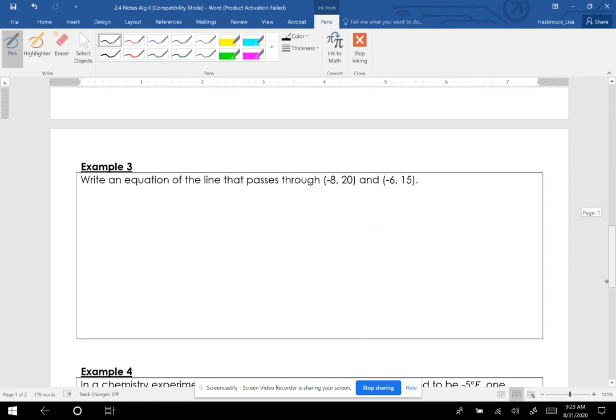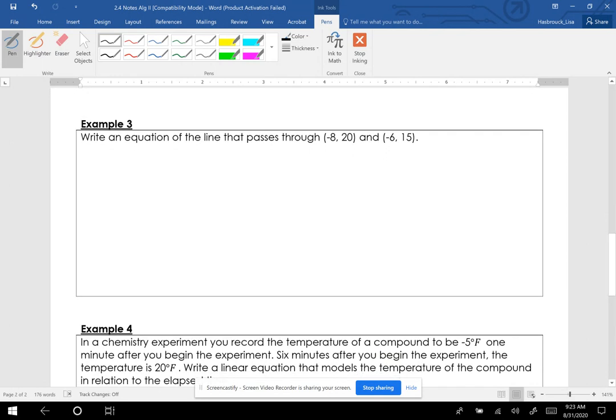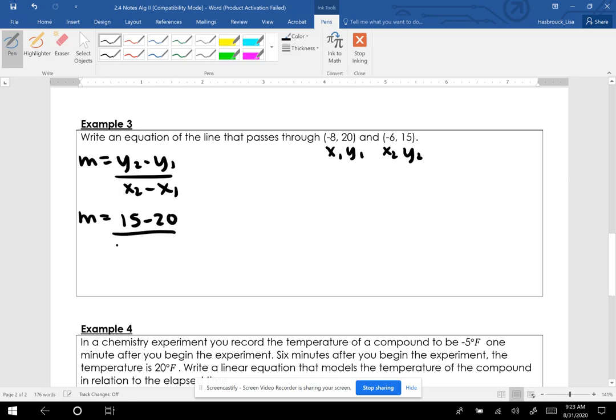In example 3, it says write an equation of a line that passes through (-8, 20) and (-6, 15). So for this problem, I'm given 2 points, which means I will need to find the slope first using slope formula. So when I substitute into slope formula, I get 15 minus 20 over negative 6 minus a negative 8. On top, 15 minus 20 is negative 5. On the bottom, these two minuses become a plus, and negative 6 plus 8 is 2. Now I have my slope.